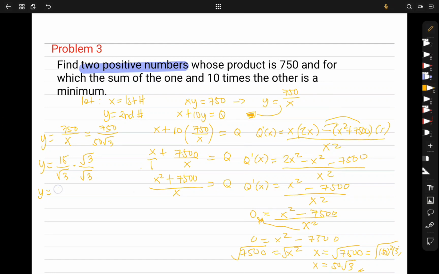So, we have here 15 square root of 3 all over square root of 3 multiplied by square root of 3, that is simply 3. So, y natin, divisible yan by 3. So, we could say that our y is equal to 5 square root of 3. Therefore, our answer is 50 square root of 3 and 5 square root of 3 as our two positive numbers.